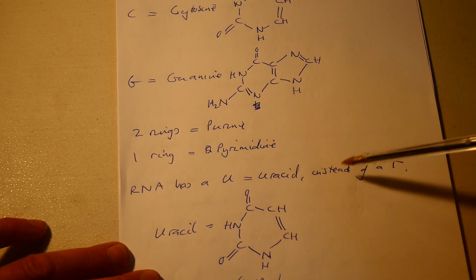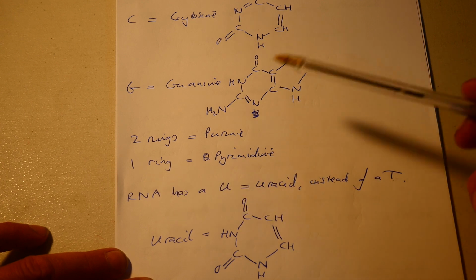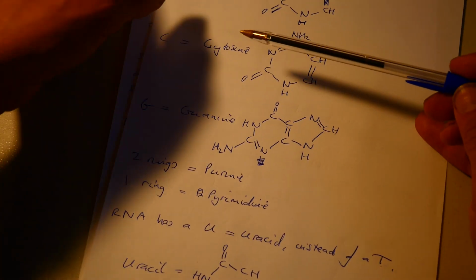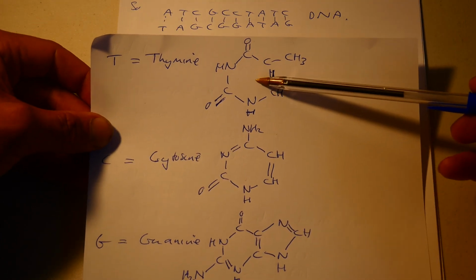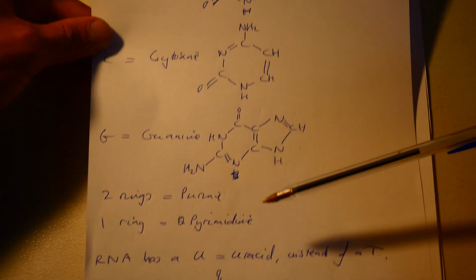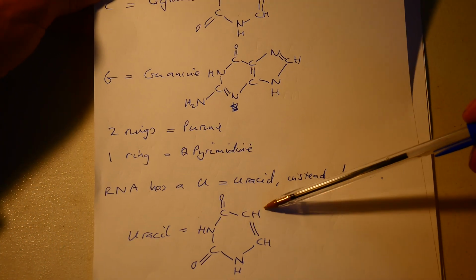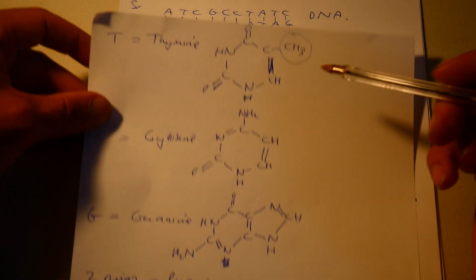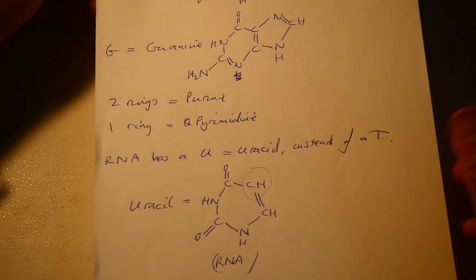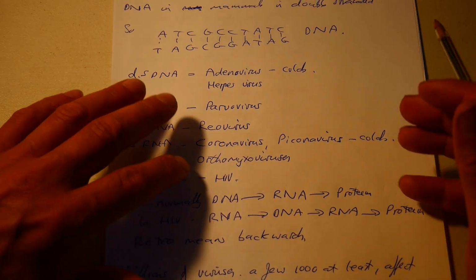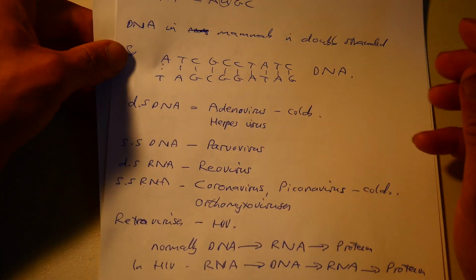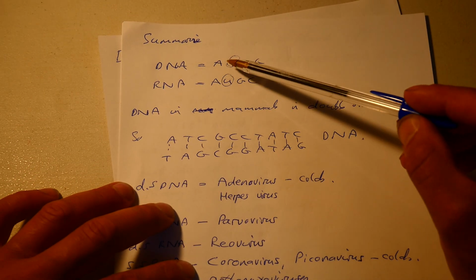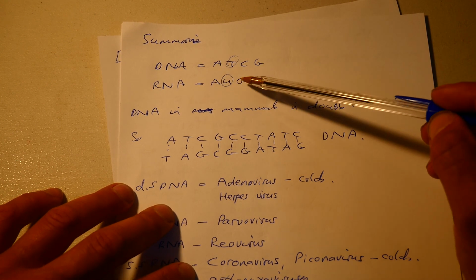RNA also has a uracil instead of a thymine. That's what distinguishes RNA from DNA. So the uracil structure is this. This is similar to thymine, but there are some differences. One of the differences is that this CH3 is changed to CH there. To summarize, DNA consists of adenine, thymine, cytosine, guanine, and RNA consists of adenine, uracil, cytosine, guanine.